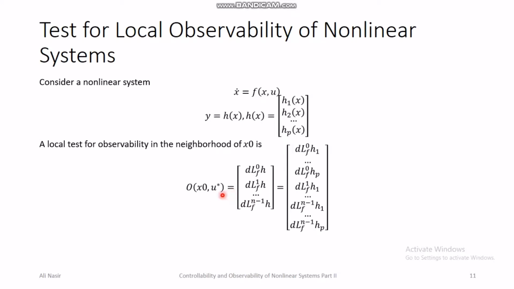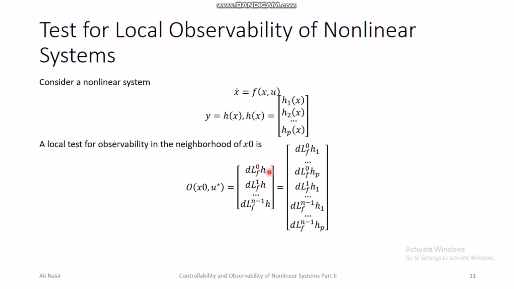That O matrix is the same dG matrix that we defined previously. It is the gradient of the Lie brackets, the Lie derivatives. It is the matrix of gradients of Lie derivatives of the output with respect to the dynamics of the system.